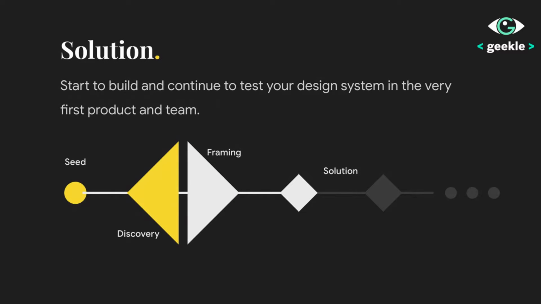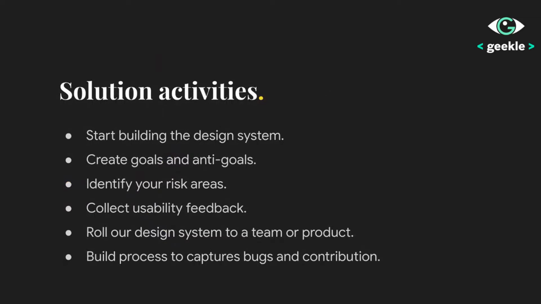Then in the solution part, you start building and continue to test your design in your very first product and team. The activities which you can plan into this: you start building your design system. That's the first thing. You create goals and anti-goals. Goals are what you're going to deliver in this particular release, and anti-goals are what you are going to deprioritize and not release in this particular release cycle. So that's your goals and anti-goals.